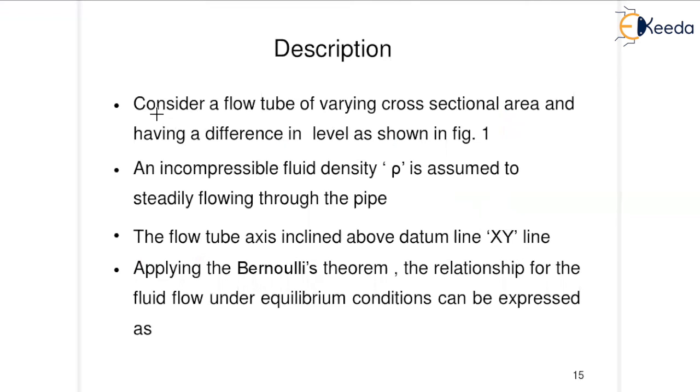Now, description. Consider a flow tube of varying cross-sectional area and having a difference in level, as shown in the previous figure. An incompressible fluid of density rho, we have discussed this, what is an incompressible fluid? Rho is assumed to be steadily flowing through the pipe.